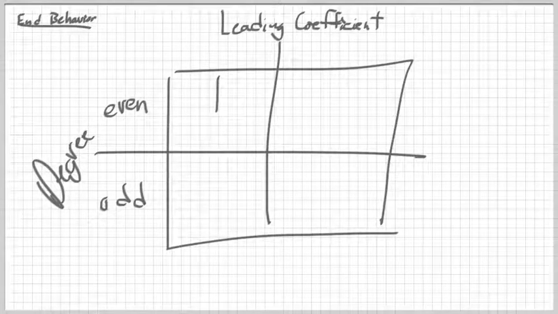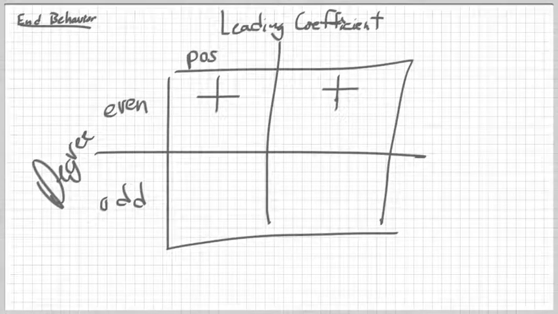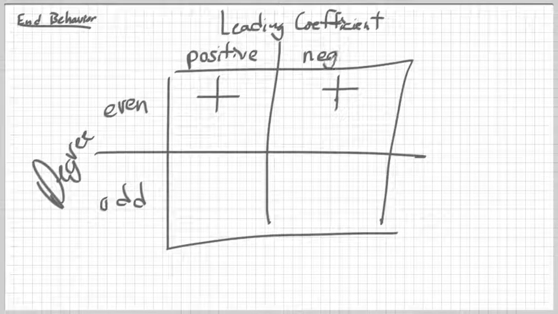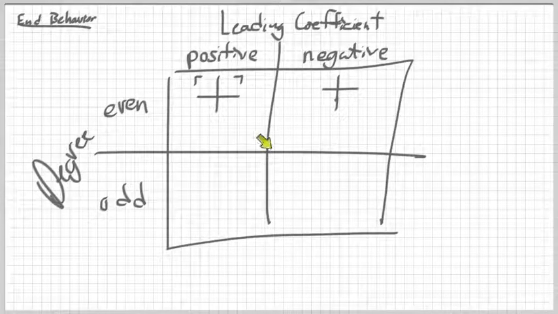So for this one, we're going to do an x and y axis. For the evens, we have when the leading coefficient is positive. I'm going to write positive out because I don't want it to look like a plus sign. Positive and then negative. If your leading coefficient was positive for an even function, where would your arrows be pointing? They would be pointing up, up. Where would your arrows be pointing if the leading coefficient was negative? They would be pointing down, down.